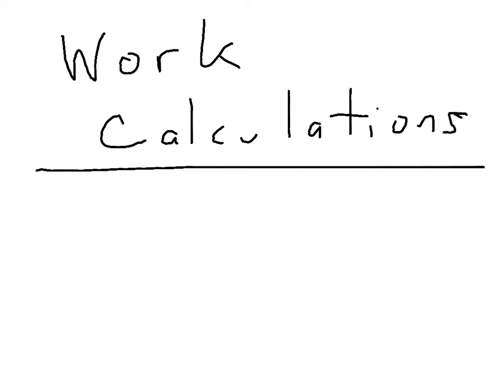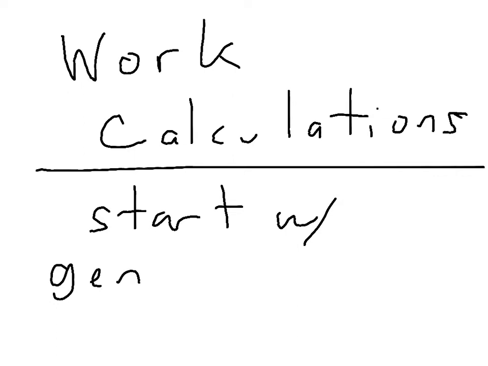Let's do a few examples of calculating work for various processes. The important thing to remember when doing work calculations is that you should always start with the general equation for work. Don't jump to the specific case until you're sure that it applies. The easiest way to do this is to start with the general equation and then go from there.